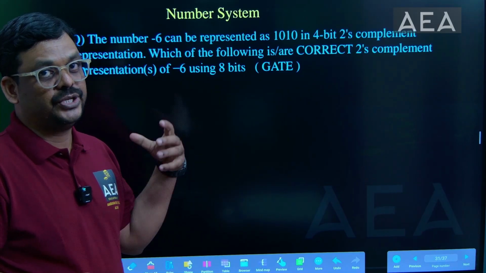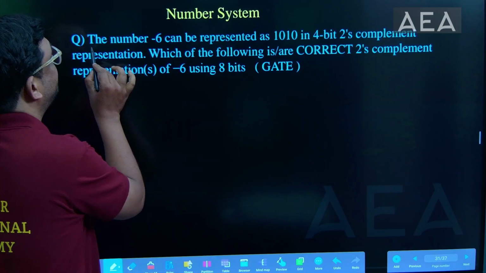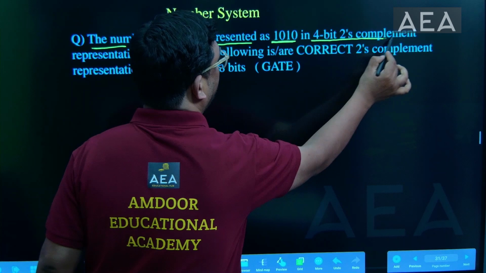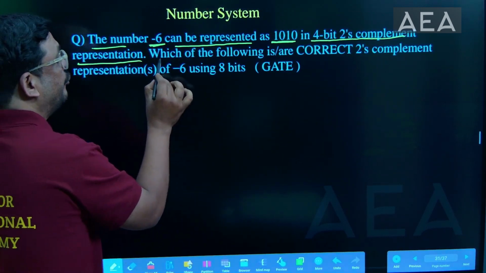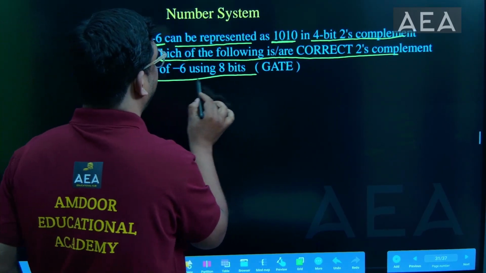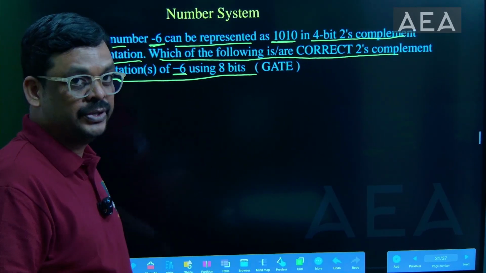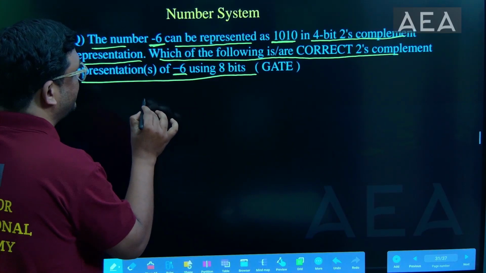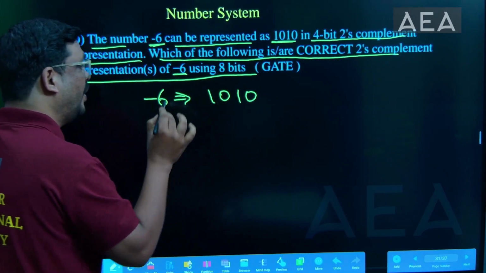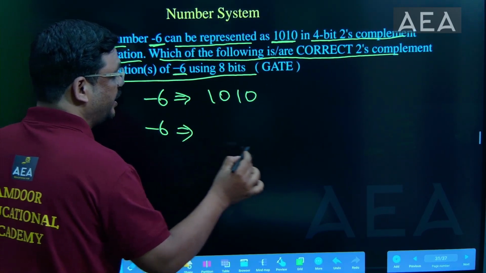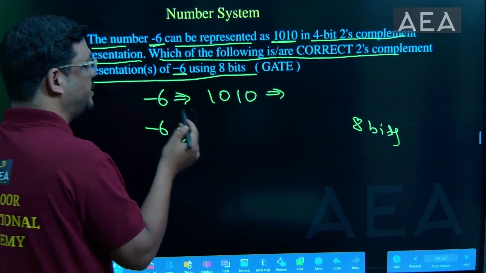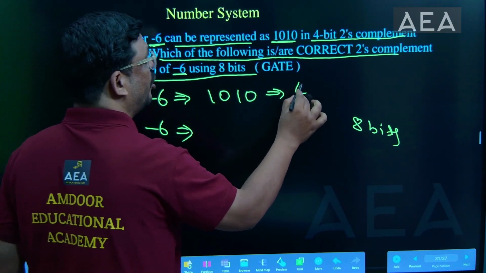Another previous GATE question from the number system concept. The number -6 can be represented as 1010 in 4-bit 2's complement representation. Which of the following is a correct 2's complement representation of -6 using 8 bits? So one number -6 in terms of 2's complement representation is given. That number is 1010. Then we want the same number -6 using 8 bits.